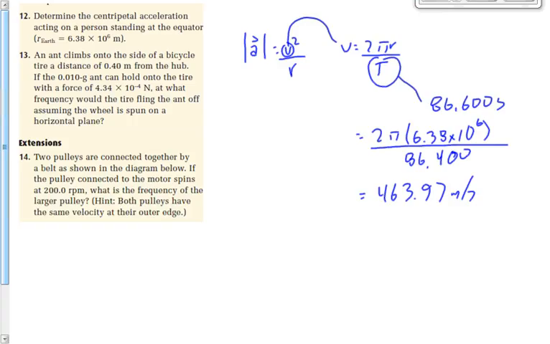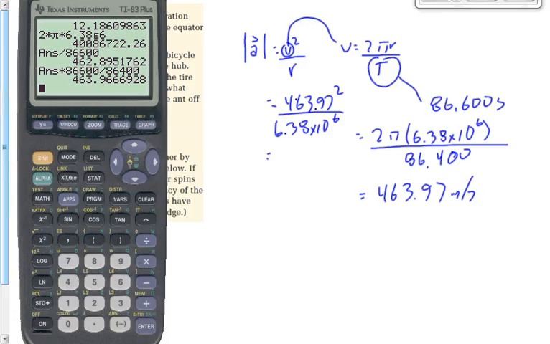All right. That's the speed. What's the acceleration now? Let's say 463.97 squared divided by r, which is 6.38 times 10 to the 6. .03.